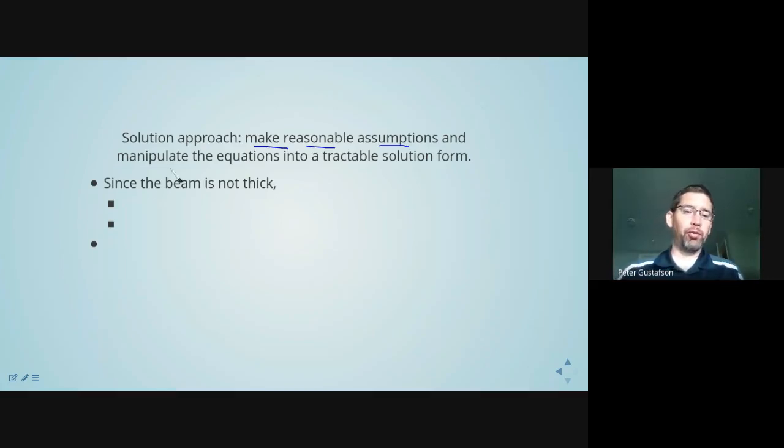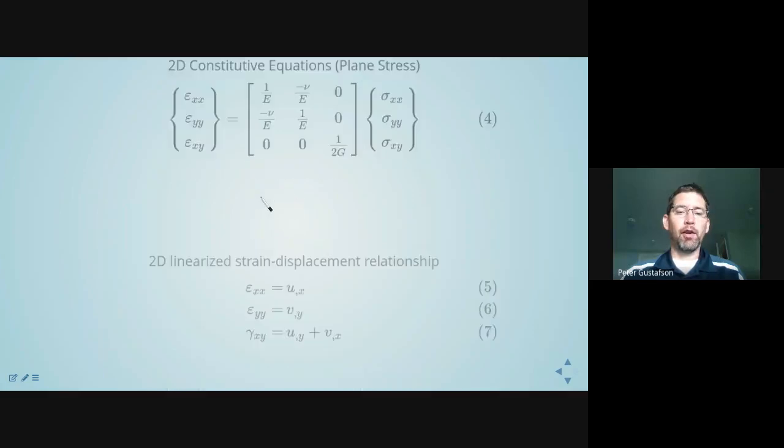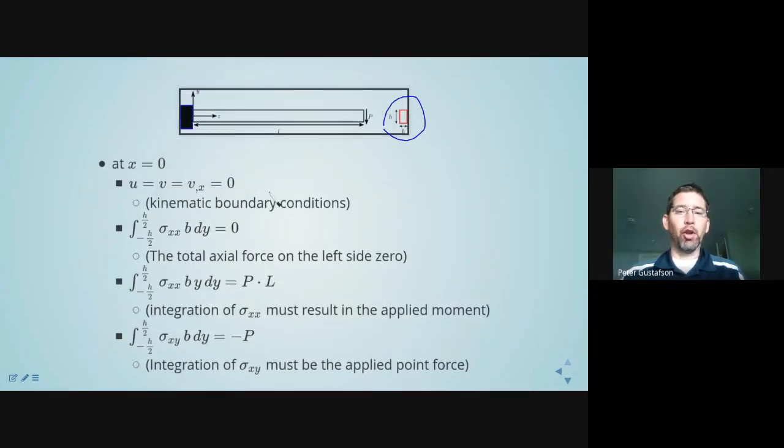Okay, we're going to start with this one. As we look at the geometry, I'm going to say that the beam is not thick. What does that mean? As I'm looking at this beam, H is how thick it is. L is how long it is. So I'm going to say L is longer than H. And we already noted that the top surface had sigma YY equal to 0. The bottom surface had sigma YY equal to 0.